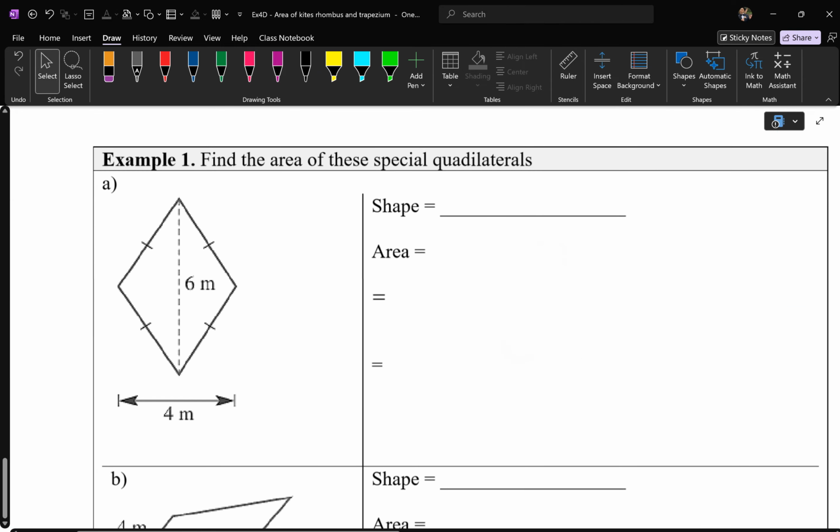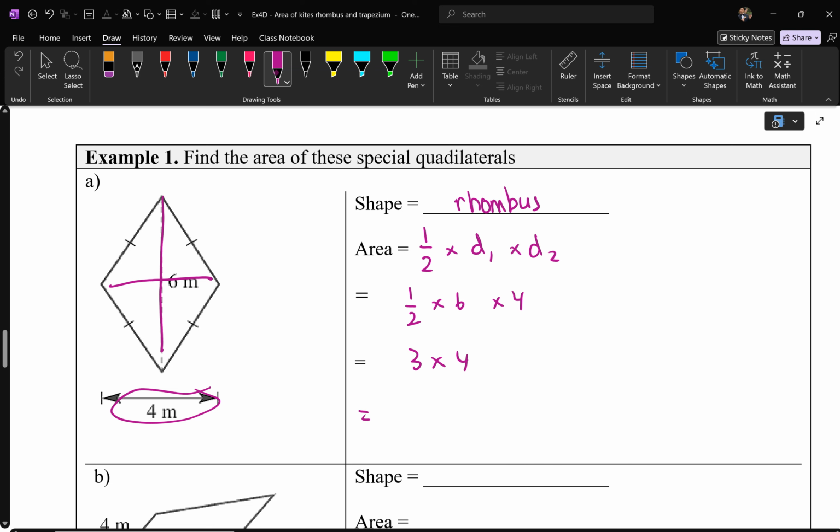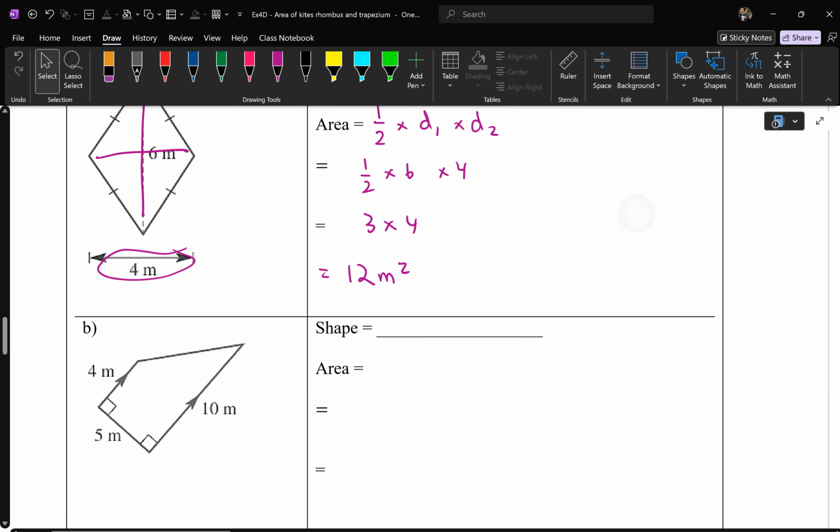So you can see here, what shape is it? Hopefully you've noticed that it's a rhombus. Area is half times D1, diagonal 1, times diagonal 2. So this is 6, and this 4 here represents the distance from here to here. So it's really just half times 6 times 4, and half of 6 is 3. 3 times 4 is 12 square meters. Okay, you can copy those notes down or you can pause the video.